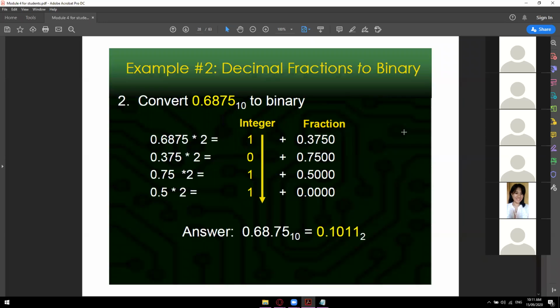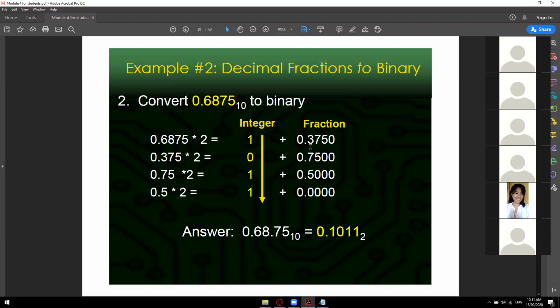Okay? So next one, another example. So 0.6875 base 10 to binary. So again, same pa rin. So yung multiplier natin is 2 since we want to convert this into binary. So kunin nyo lang to 0.6875 times 2, then you'll get 1.3750. So lagay nyo lang dito yung 1, lagay nyo dito yung 0.3750.